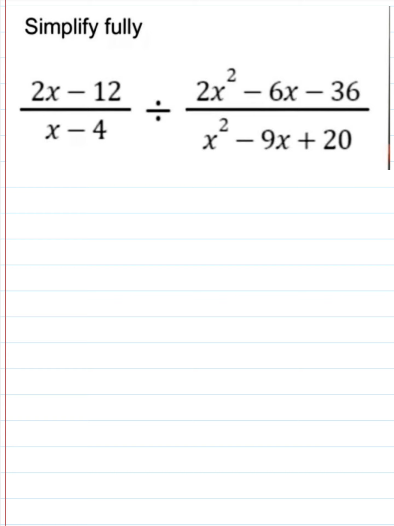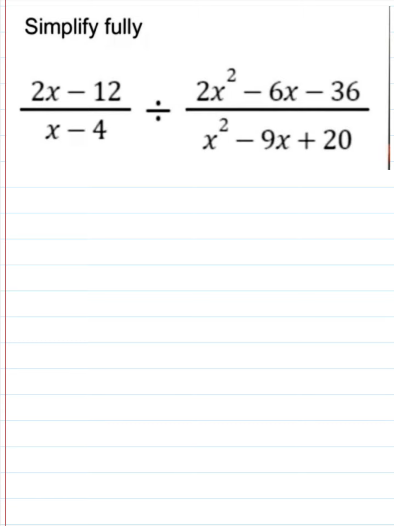Today we're simplifying a really big expression with fractions and a division sign in the middle. But don't worry, we're going to take it slow, and by the end you'll see just how to solve this sort of problem in the future. The expression we're working with can be seen on the screen, and our goal is to simplify it fully.